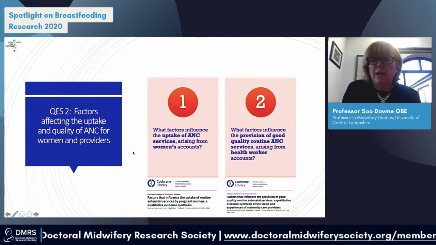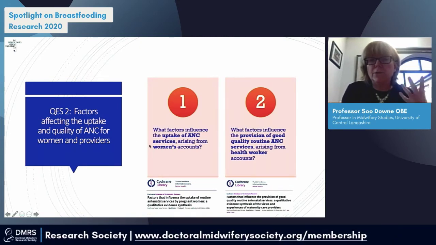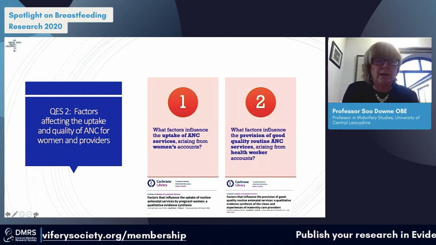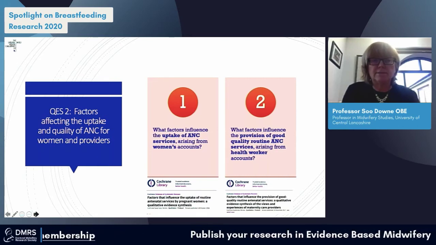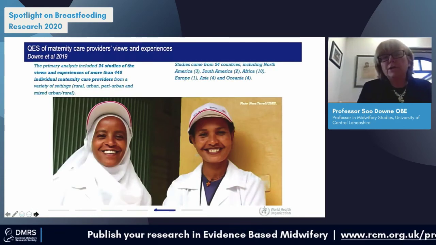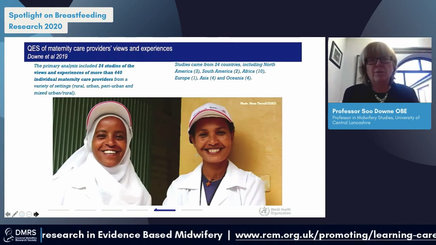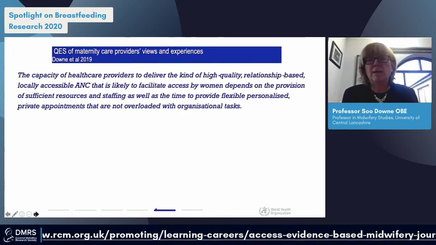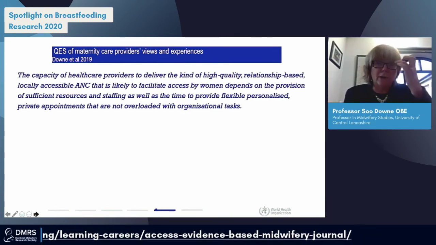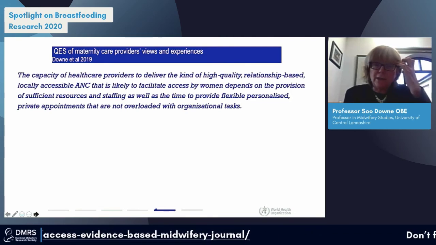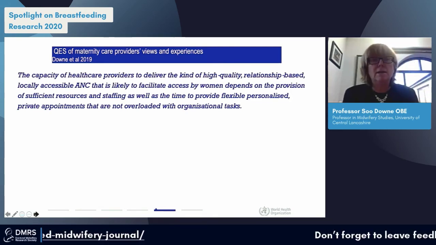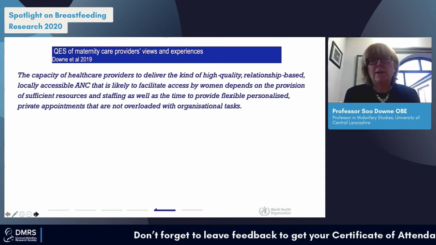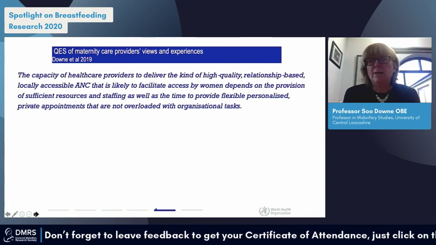And we also then were able to do some reviews on what factors influence the uptake of services. So this is now the experience and the provision of services. So that could then be built on the back of what we had said about what matters. As part of the whole process, we also did a review of providers' views and experiences using a similar process to do that. And again, this isn't going to be a surprise to you, but the outcomes were that the capacity to provide the kind of high quality relationship-based, locally accessible ANC that will facilitate access by women depends on sufficient resources and staffing and time and privacy.